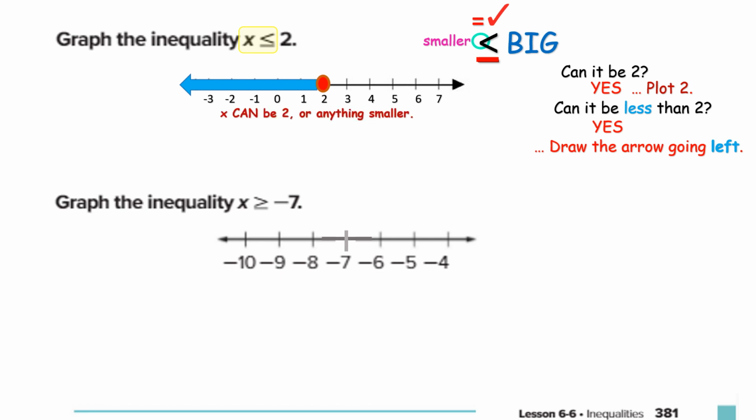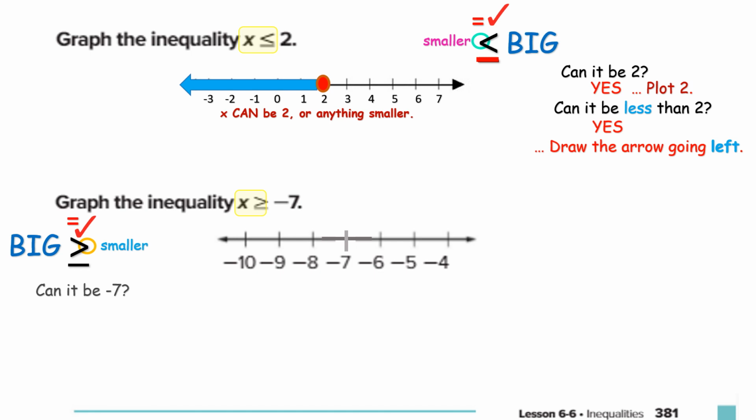Let's look at the next one. Well, first it says what we're seeing here being plotted says that x, my variable, can be equal to 2. It's a filled in circle, or it could be anything smaller because it's shaded into the left. Now we look at the next one, and that is saying that x is greater than or equal to -7. I know that's what it says because the arrow is pointing to the -7. That has to be the smallest number. I know it could be equal to because it is underlined.